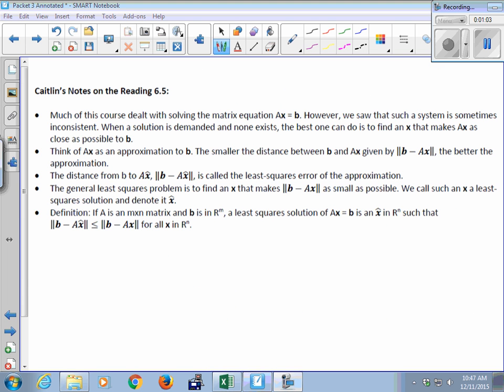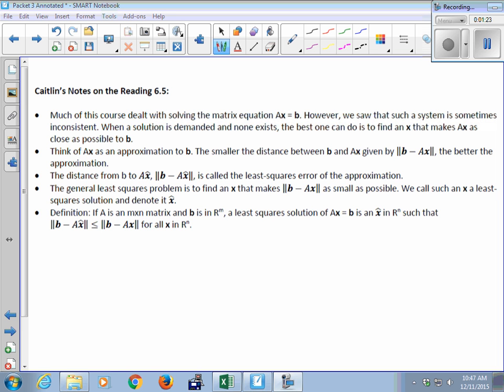Okay, so today is the culmination of all the work we've done in chapter 6. And the whole semester, really, right? So much of this course dealt with solving the matrix equation AX equals B, right? But sometimes we saw that such a system would be inconsistent. Okay, there are no solutions.